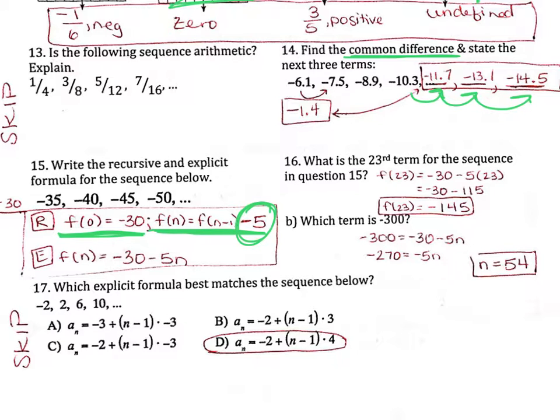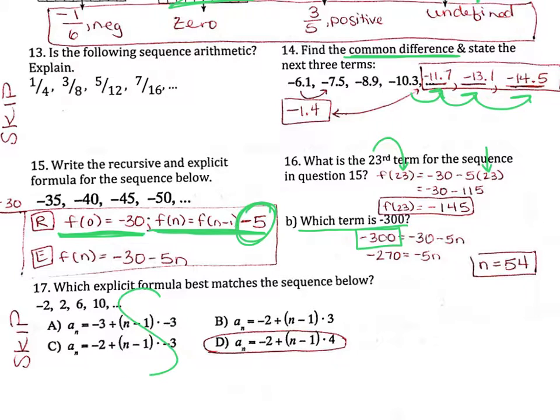I'm just saying the starting value, and then since -5 is the rate that it's changing by every time, it is going to include this variable n. For the 23rd term, I'm just plugging 23 into my explicit equation. Remember, that's the easiest to work with and solve. If it asks which term is something, then you put that value on its own and set it equal to your equation and solve that way.